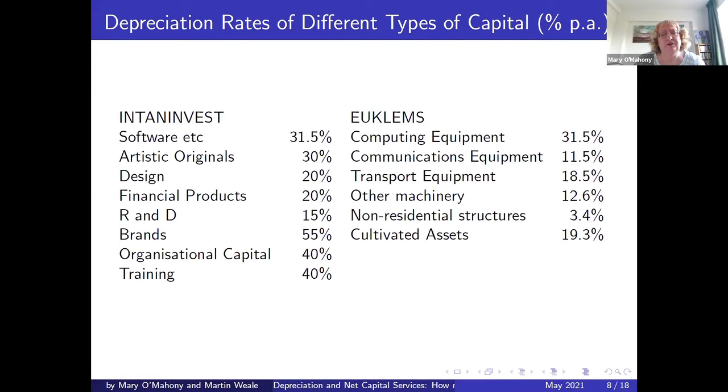Where these depreciation rates come from, there's a good discussion in the Intan Invest papers by Jonathan Haskell and co-authors justifying these, and they make good arguments for these numbers. If we look at the tangible capital, the depreciation rates are lower, significantly lower in some cases, particularly for other machinery and non-residential structures, which make up really the bulk of this tangible capital.